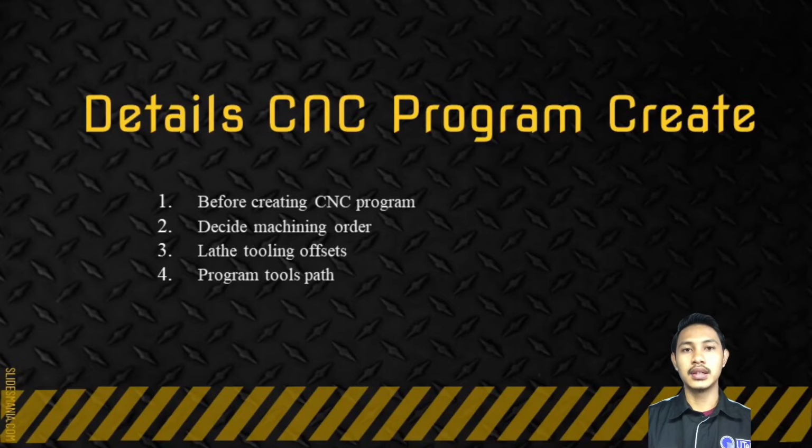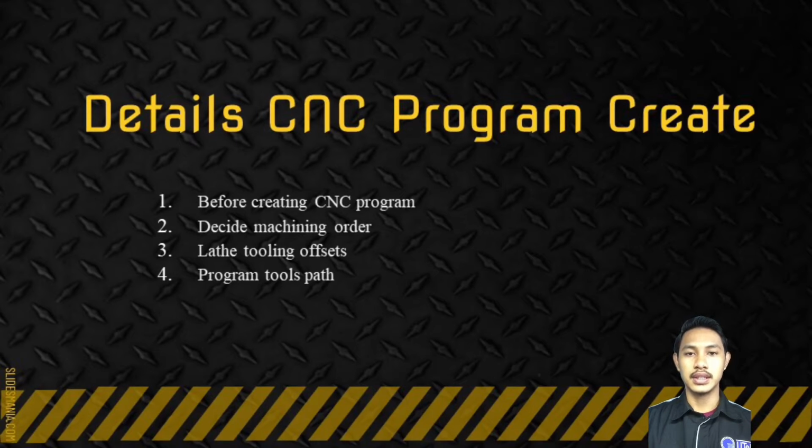Firstly, we need to know what to do before creating a CNC program. First, we determine the CNC program to create. Second, determine the machining operation to be performed. Third, determine the processing sequence. Fourth, consider the fixture. After that, we need to consider the cutting tools to use. And the last one, we can write the documents.